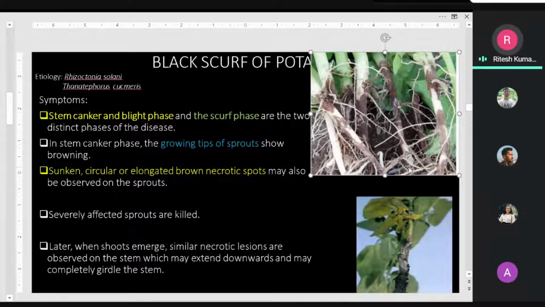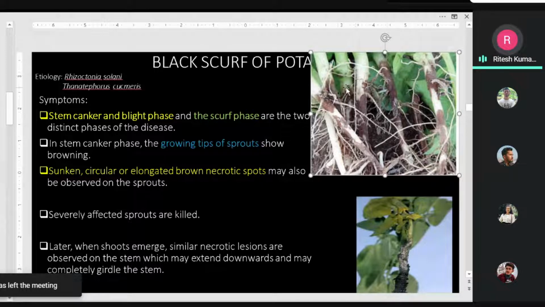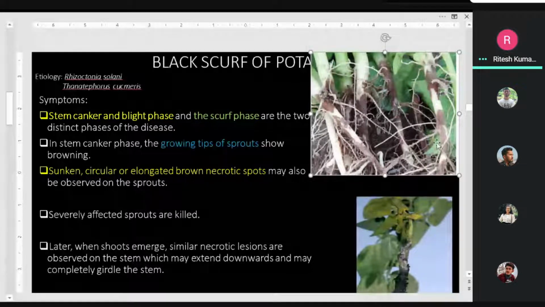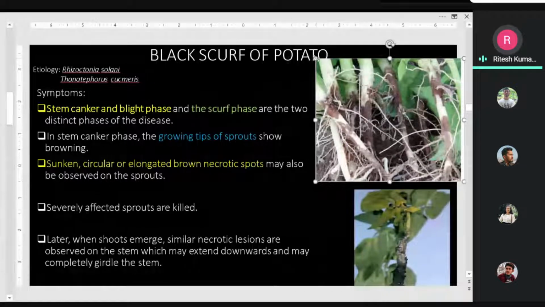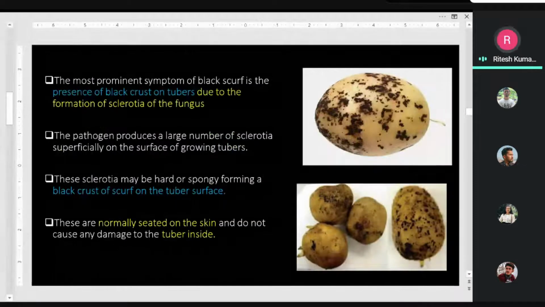If late infection occurs, necrotic brownish lesions appear. With Rhizoctonia infection, the lesions are reddish brown, elongated, circular, and generally sunken, which makes the stem constricted. Such symptoms may be seen on the lower stem or on the sprouts. These symptoms may extend to the leaf and cause blighting, with similar reddish brown symptoms on the leaf. But in our case, the black scurf phase is more prominent.